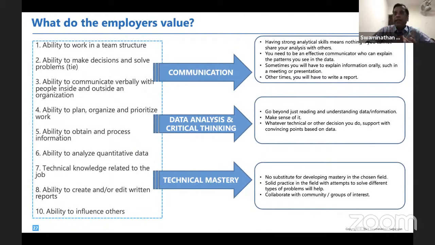Next, critical thinking and data analysis. Look at the data and how efficiently you analyze it. What inferences do you make, and how do you incorporate those inferences in the way you develop and design?